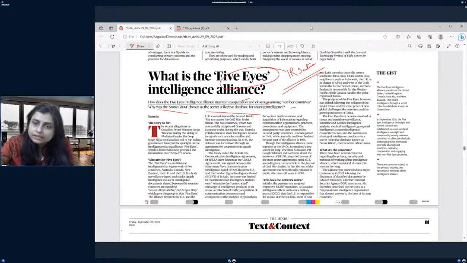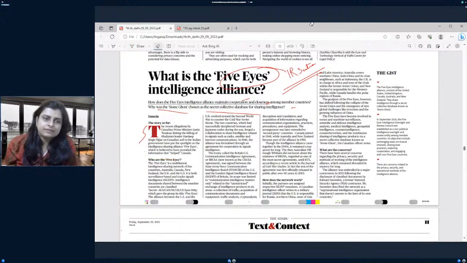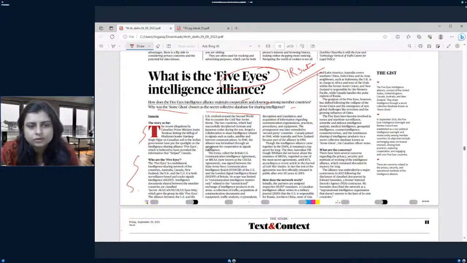So, the recent allegations by the Canadian Prime Minister linking the killing of this. So, what has the Prime Minister said? That the Five Eyes, which is believed to have provided the information that helped Canada. So, who are these Five Eyes? What is the issue behind all this? The Five Eyes is a multilateral intelligence sharing network of five countries.